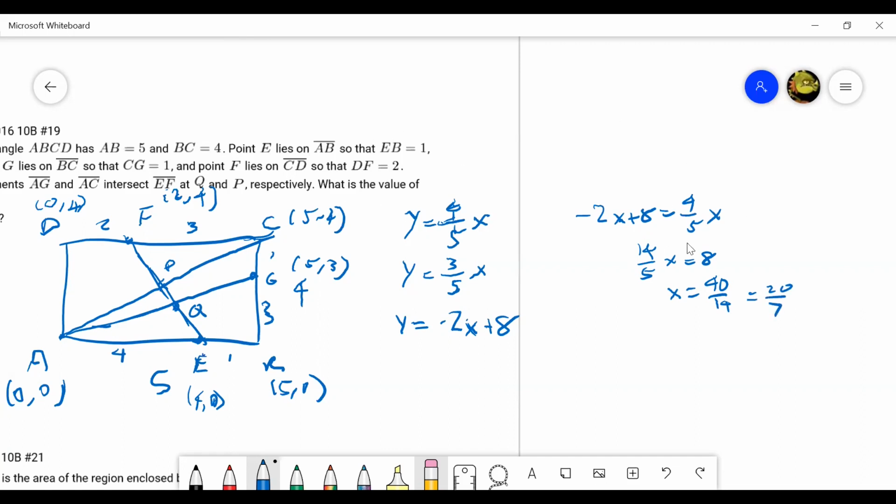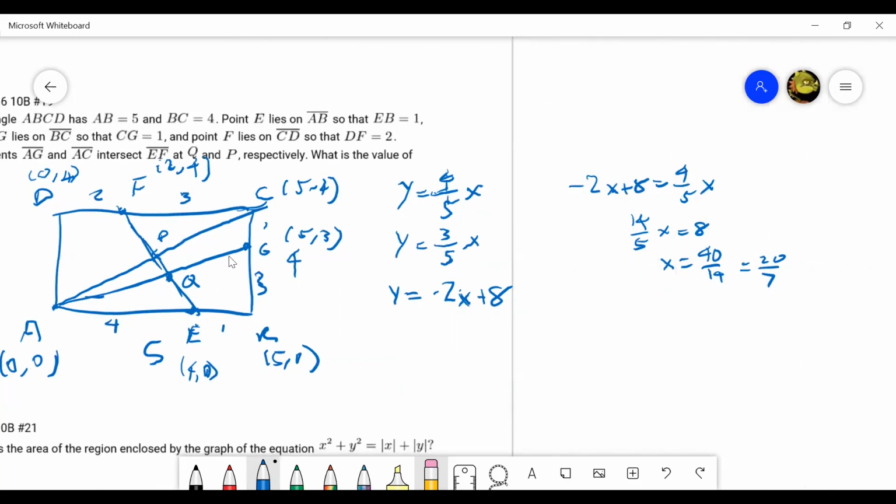And I'll put off solving for the y coordinate of P until later, because you don't actually need to do that. So now let's solve this other set of equations, which is AG and FE, or point Q. And this would be -2x plus 8 equals 3/5 x. And you can solve this as well. You'll get 13 over 5 x equals 8. So x equals 40 over 13.